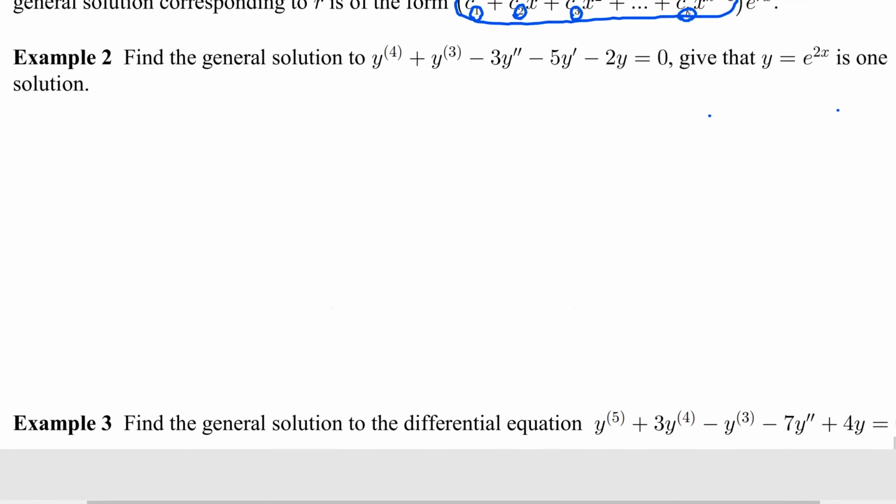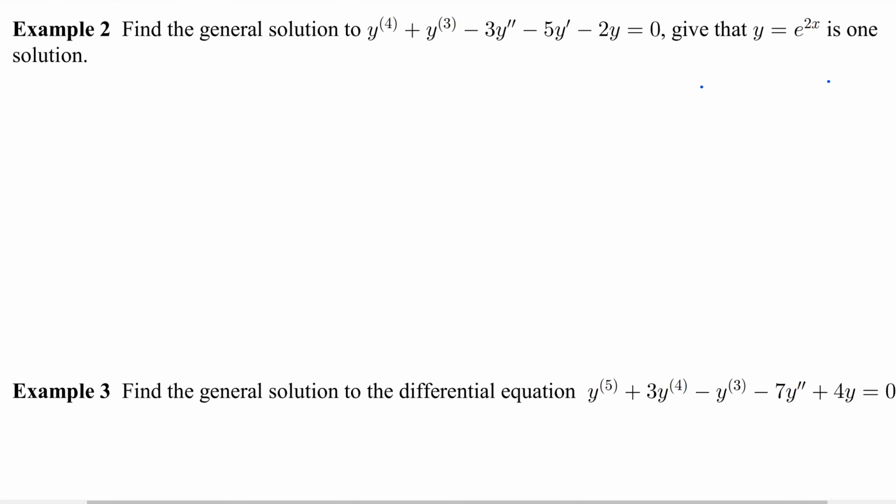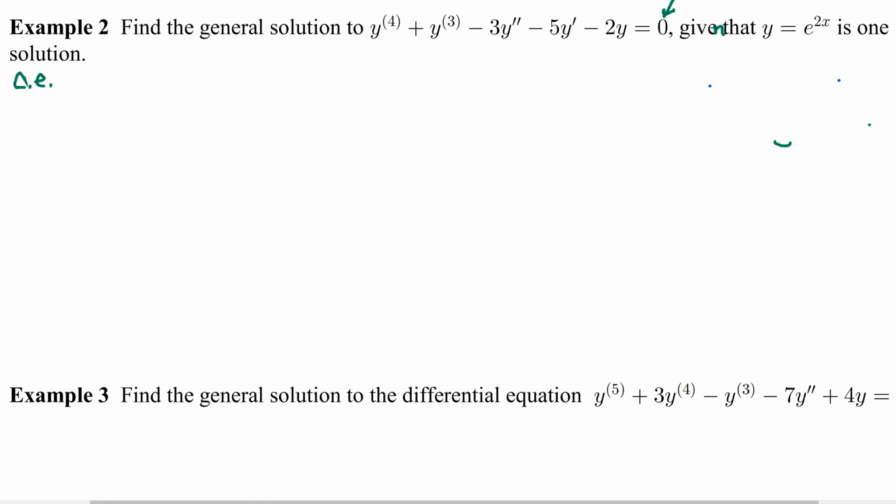Let's try example 2. Find the general solution of the fourth derivative of y plus the third derivative of y minus 3y double prime minus 5y prime minus 2y equals 0, given that y equals e to the 2x is one solution. So here we have a fourth order linear homogeneous differential equation with constant coefficients. That means I can solve it by determining the characteristic equation. So this time, instead of substituting the solution y equals e to the rx into that differential equation and factoring out e to the rx, I'm going to jump straight from differential equation to characteristic equation.